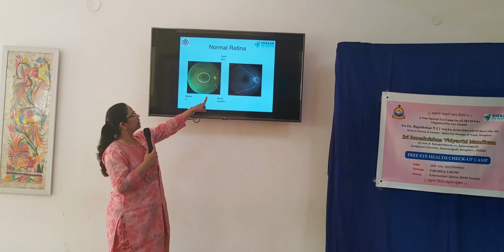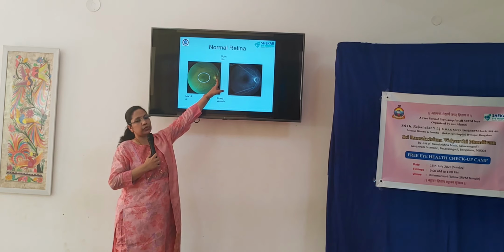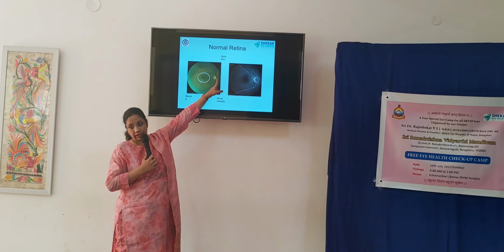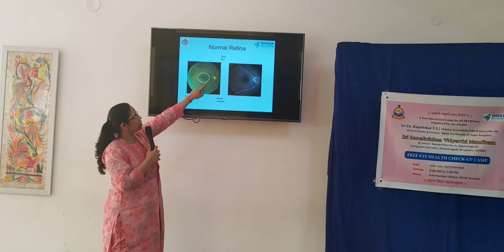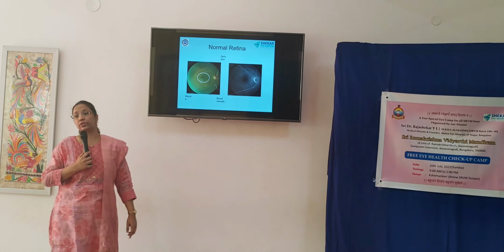So this is the normal retina. Like I said, this is the optic nerve. If there is any uncontrolled pressure issues, this optic nerve will be affected and leads to glaucoma. And this is the main vision area called macula. This whole part will be affected in diabetic retinopathy if it's not under control.